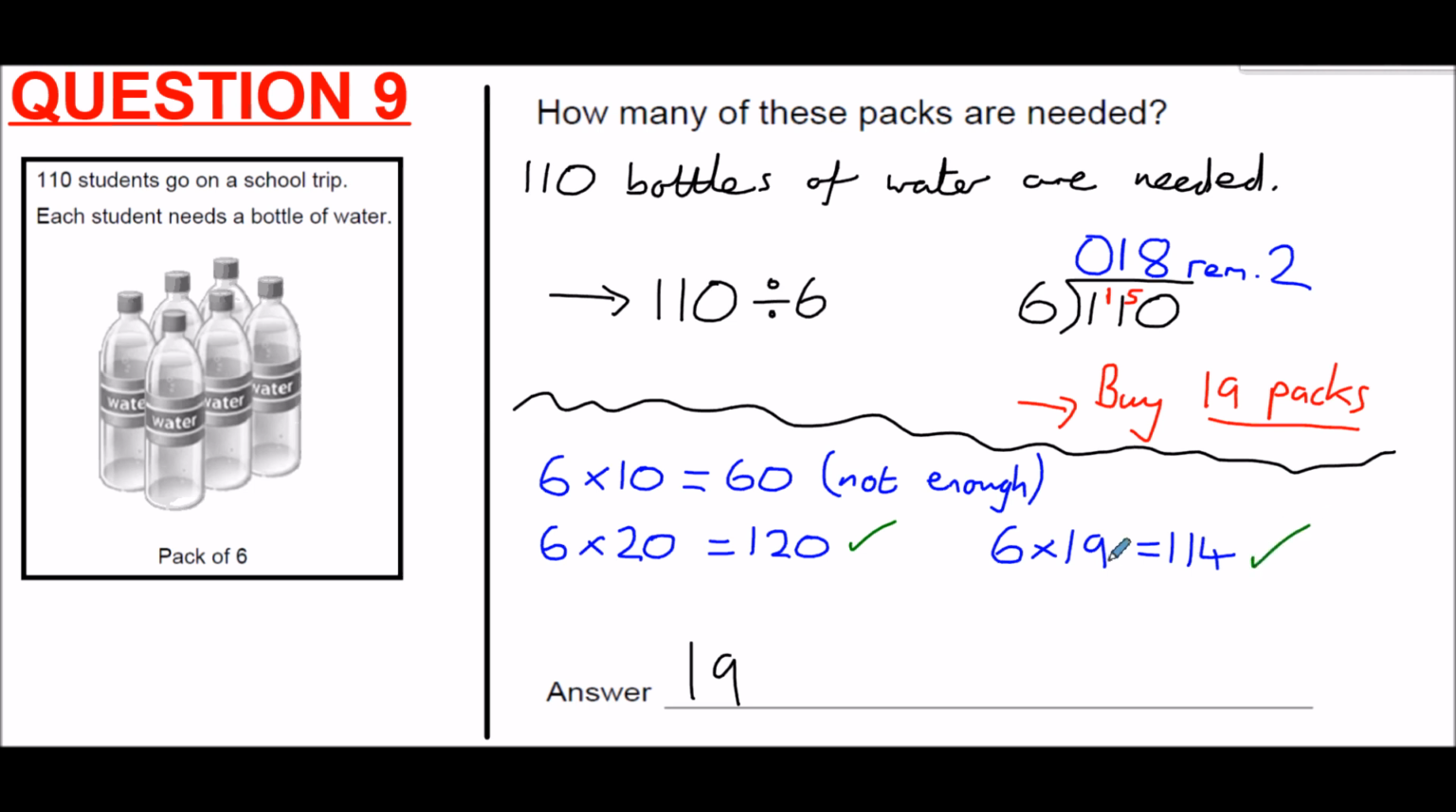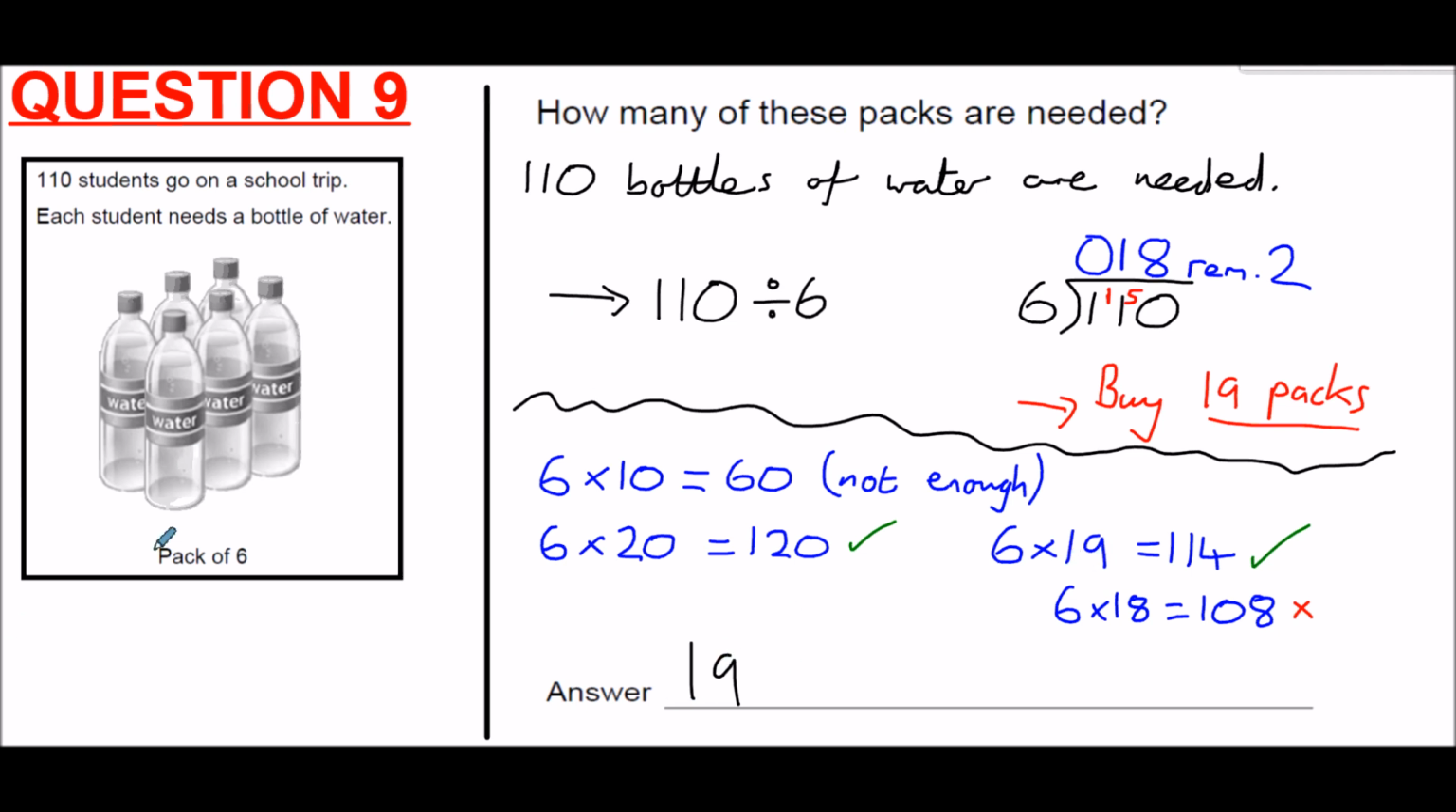which is fine. But if you tried 6 times 18, that would be 108 only. So 6 times 18, knock another 6 off 114, we'd get 108. That wouldn't be enough. So 18 packs isn't enough. The smallest number of packs that would be enough would be 19. So that's why we need to buy 19.